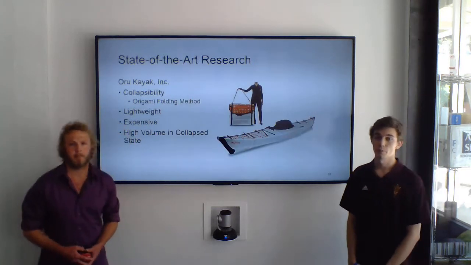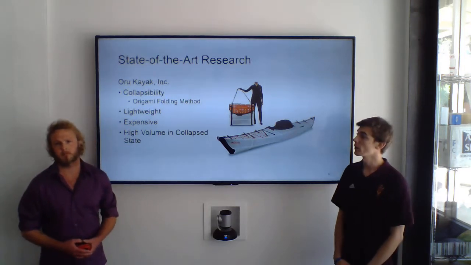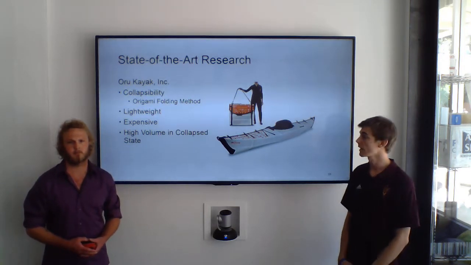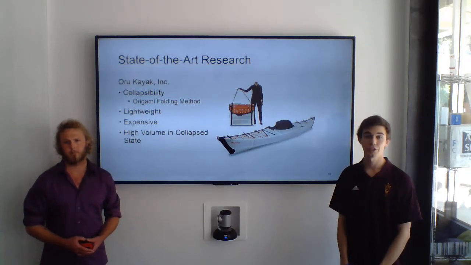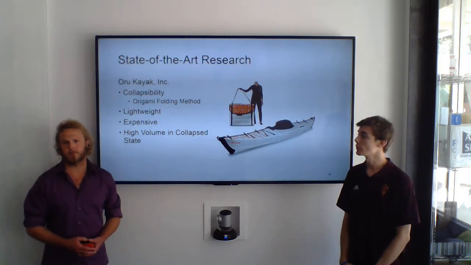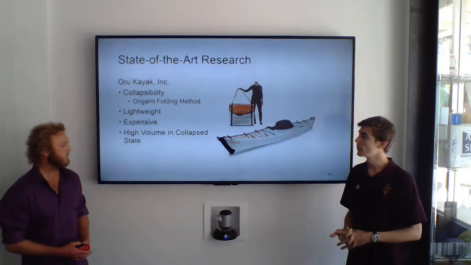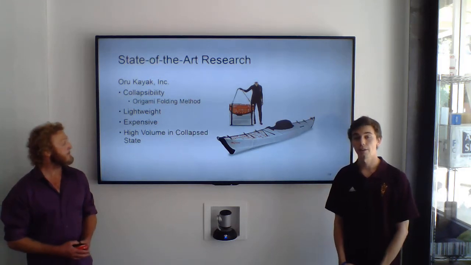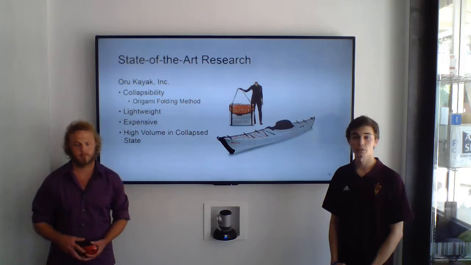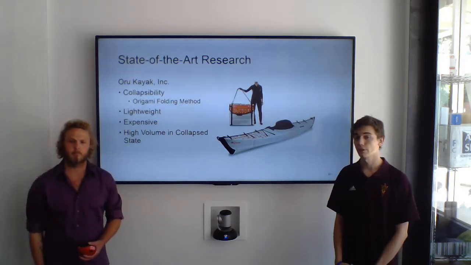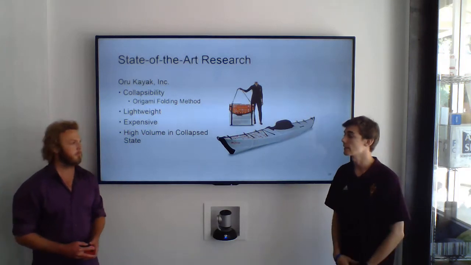So in order to make sure that our product would do well, we had to do state-of-the-art research on the open market. Right now, our best competitor is Oru Kayak, as shown here. They use polypropylene plastic rigid sheets in order to achieve collapsibility. They fold them up using an origami technique. It is lightweight, about 24 pounds, but that is a constraint that we are trying to beat with our product. Some of the downfalls of it is it's very expensive, so it's hard for the consumer to easily purchase. And as you can see in its collapsed state, it is at a very large size.